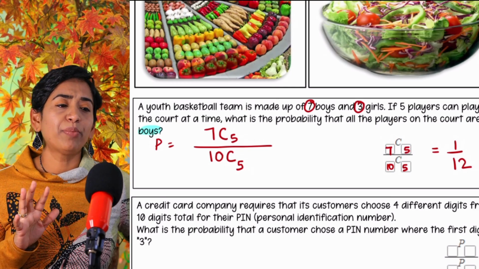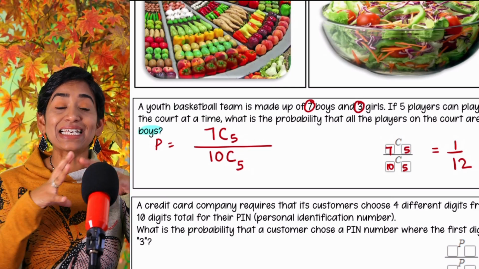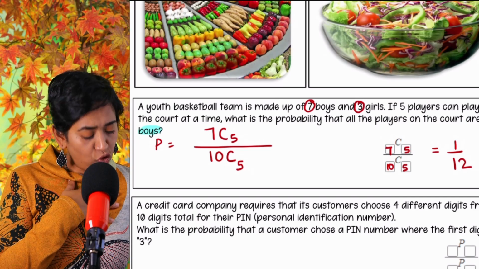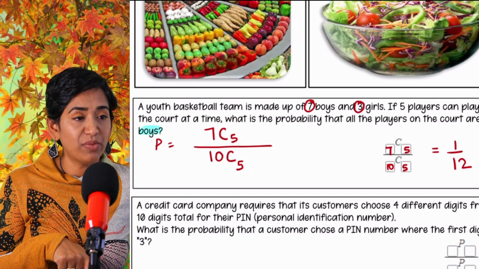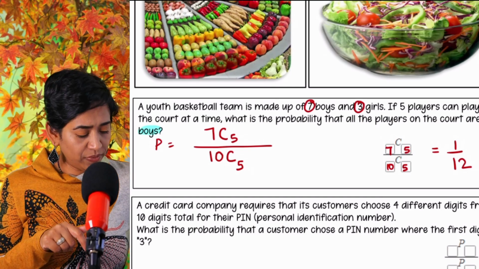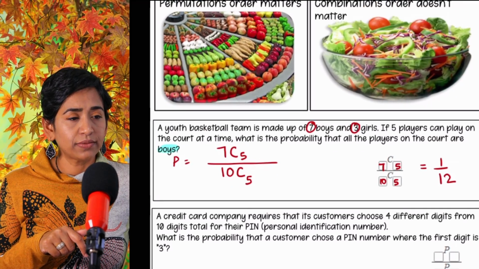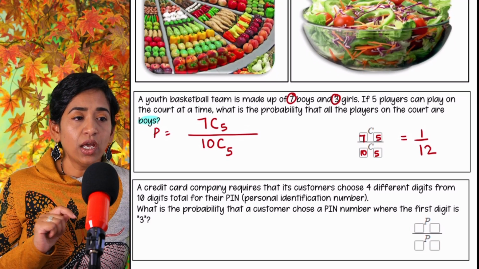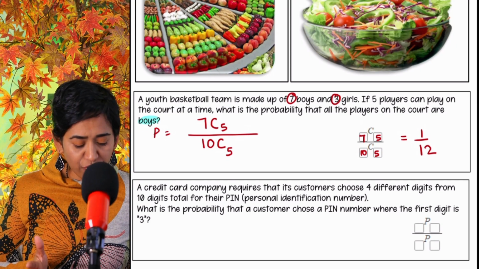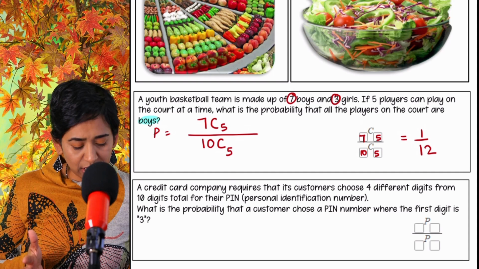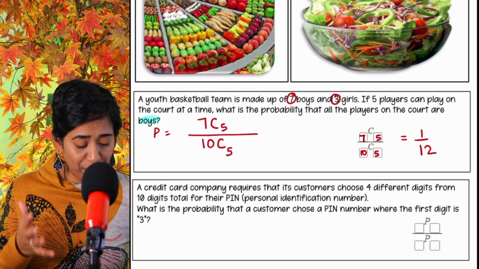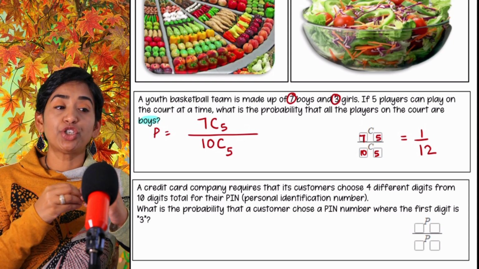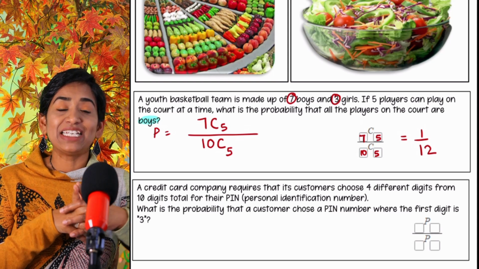A credit card company requires that its customers choose four different digits from 10 digits total for their PIN, personal identification number. What is the probability that the customer chose a PIN number where the first digit is 3?